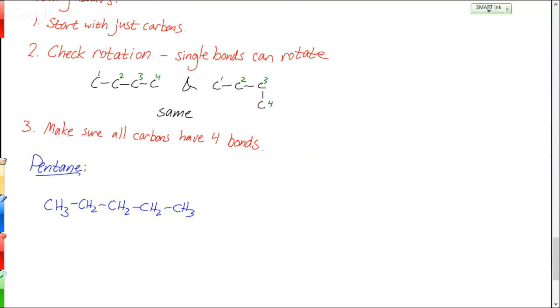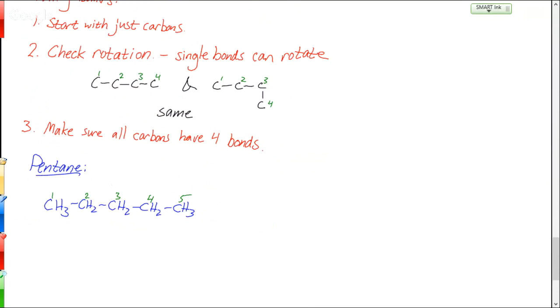I think the best way to do it is to use those numbers, the way we numbered the carbons before. So I'm going to do mine here, and then we'll do the others on the board too. So here I would go 1, 2, 3, 4, 5. And there's no right or wrong way to number them. We're just giving them numbers for now.